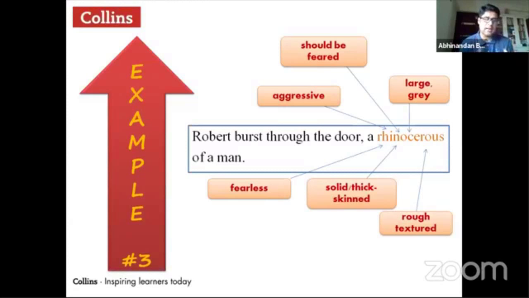He's solid and thick-skinned, and that suggests that whatever you say, it's impenetrable. This man is impenetrable. You say whatever to him, he doesn't care. It doesn't matter to him. And of course, it also suggests his personality trait. It talks about how rough textured he might be. The layers of character can also be unraveled.